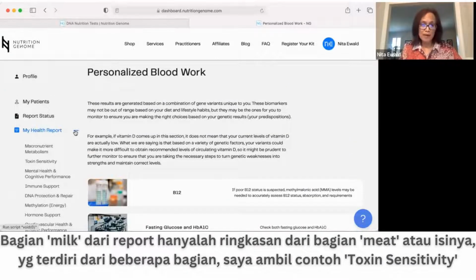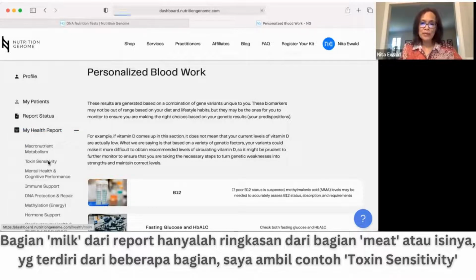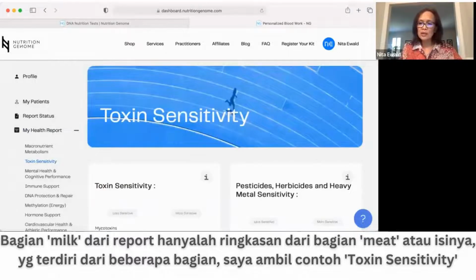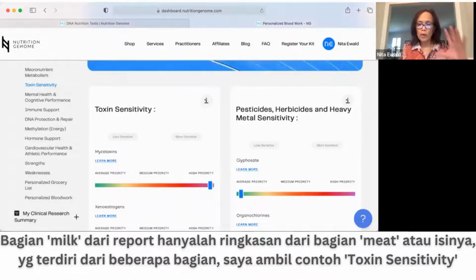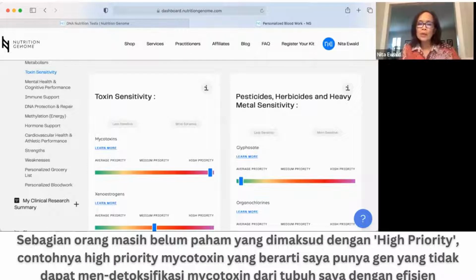the milk part of the report that has bars, for example, I'll just choose toxin sensitivity. It basically comes from the meat part of the report, and they just try to present it in a way that it will be easier to understand instead of going through all of that. Although some people still say, oh, I don't understand what it means, like this high priority.